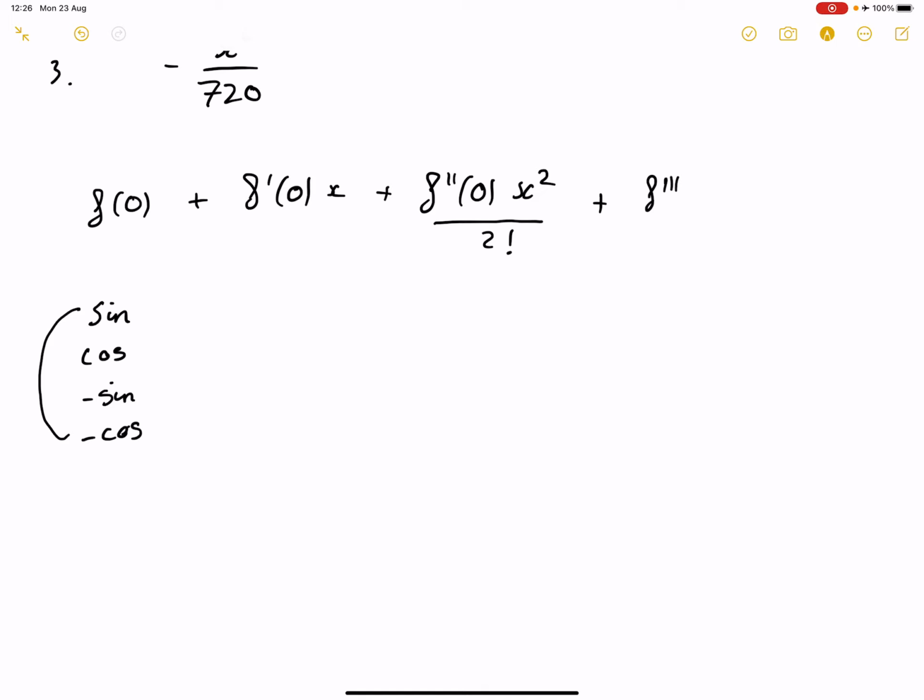Let's do that for cos. So cos, 1, 2, 3, 4, 5, 6. So minus cos, so it will be minus cos of 0 x to the 6 over 720, because that's what 6 factorial is. And cos of 0 is 1, so that means we have the minus x to the 6 over 720, so our answer is cos x.